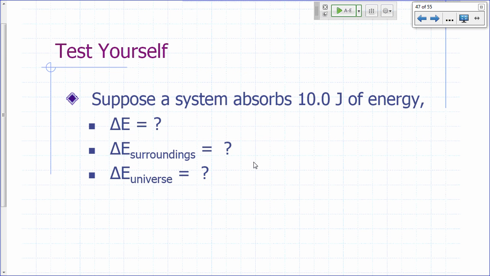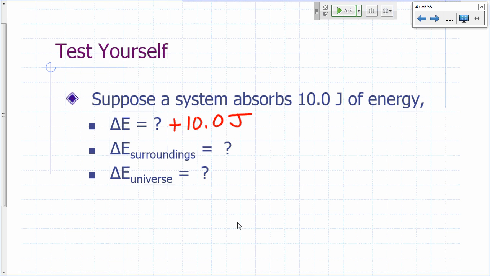Okay, let's do a few concept tests here. Let's see if you got the concept. A system absorbs 10 joules of energy. What's delta E? Okay, there's no clicker here. This is going to be plus 10.0 joules, right?